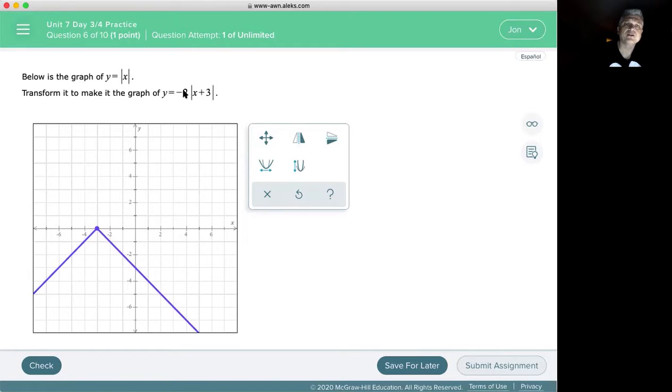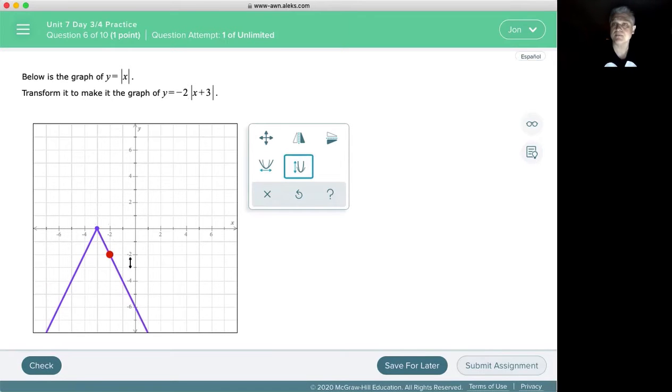And now finally, there's a 2 out here. We took care of the +3. We moved it left 3. We took care of the minus outside of the absolute value brackets, and we reflected over the x. Finally, there's a 2 out here. So outside of the absolute value brackets, outside of the grouping symbols, we are going to vertically stretch or shrink. So that's going to be this guy. Okay, there's a 2. So notice that from the beginning, they went over 1 and down 1. Instead of 1, we're going to go down 2. So we're going to double it. And that's it. We're done.